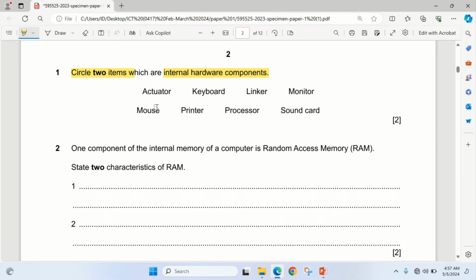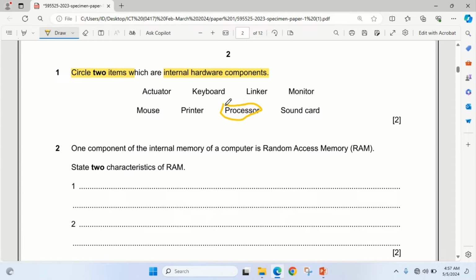system unit. So keyboard cannot. Linker is a software. Monitor is a hardware but external. Mouse is external hardware. Printer, external hardware. But processor is found inside the system unit, so it's an internal hardware component. Sound card is found inside the system unit, so it's an internal hardware.